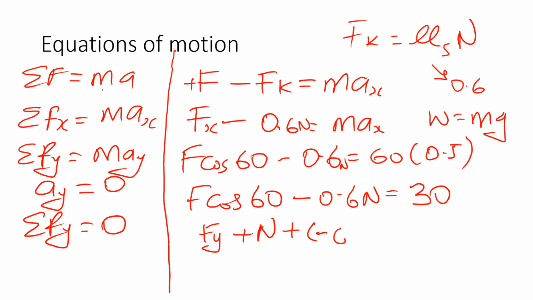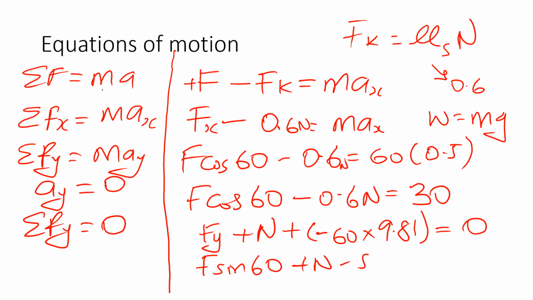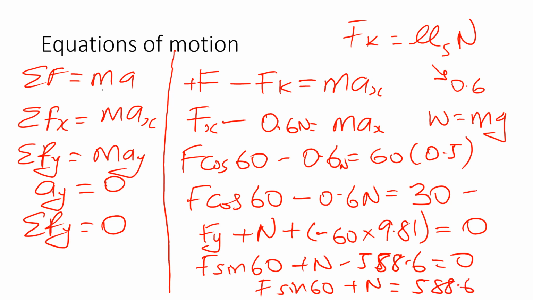Mass is given as 60. And gravity, as we all know, is 9.81. And the sum is equal to 0. So you have Fy, which is given as calculated in the previous slide, F sine 60, plus N minus 588.6 is equal to 0. So F sine 60 plus N is equal to 588.6. Let's call this equation 1. Let's call this equation 2.